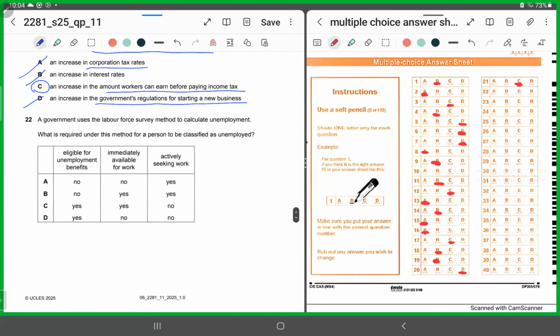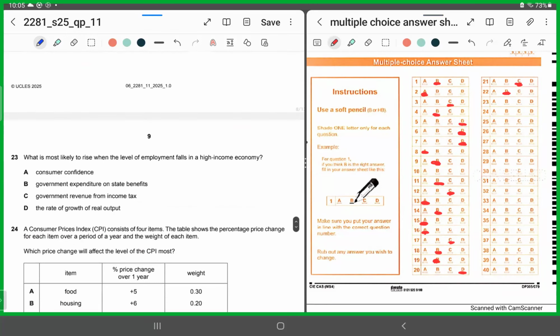22. A government uses the labor force survey method to calculate unemployment. The labor force survey method counts people as unemployed if they are without a job and they have been actively seeking employment in the past month, right? Looking at the definition, they are actively seeking work, yes. Immediately available for work, yes. So it has to be a yes and a yes. And eligible for unemployment benefits, no. So looking at the definition for 22, it has to be B. Keep your definitions intact and you will be good to go.